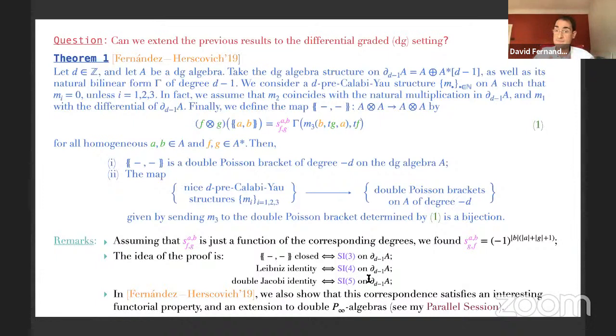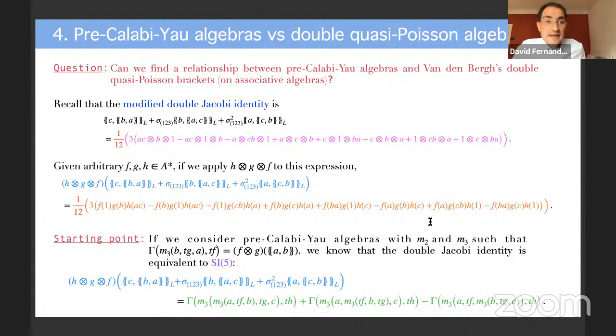And also in this article, we saw that this correspondence satisfies an interesting functorial property. We introduced the notion of a map of pre-Calabi-Yau algebras. And we also have an extension of this theorem relating double A-infinity algebras and certain pre-Calabi-Yau algebras, okay? And I will explain that in the parallel session, if you are interested. Okay, so let me go to the final section.